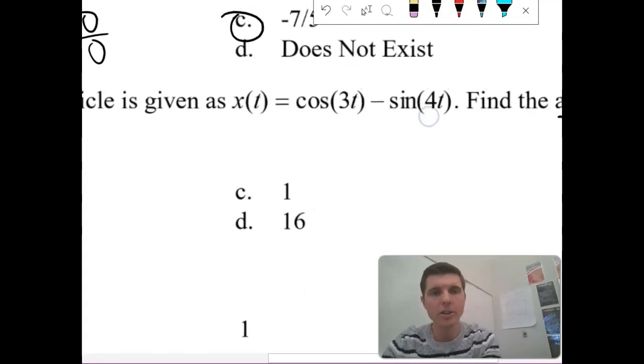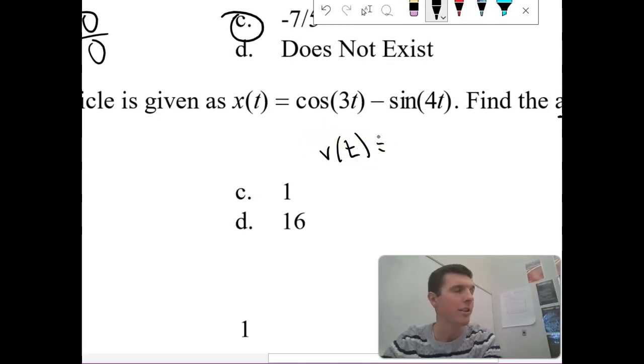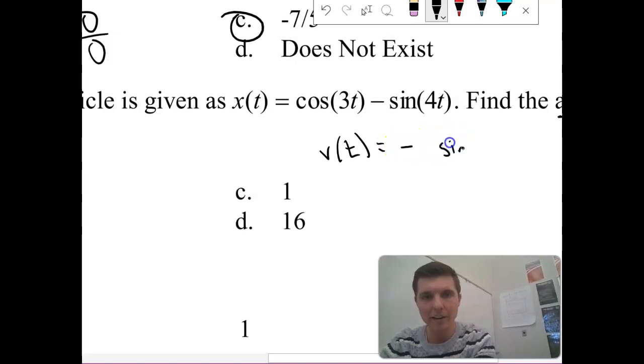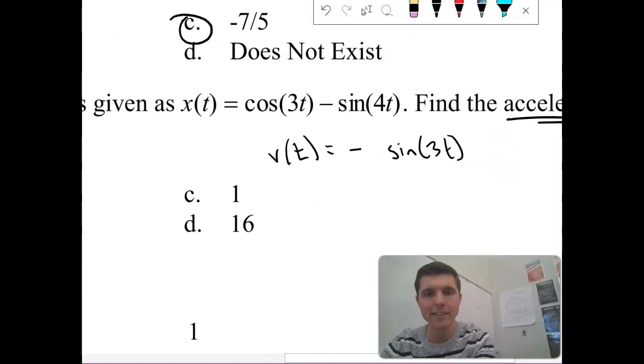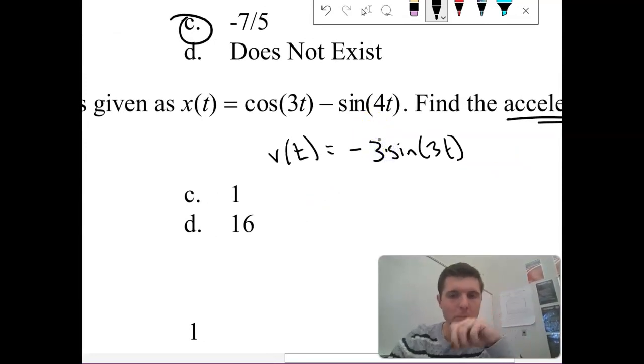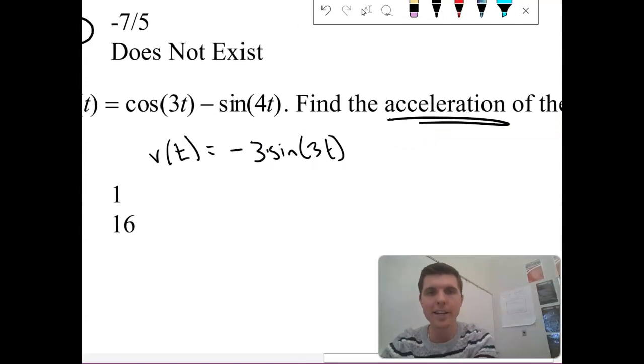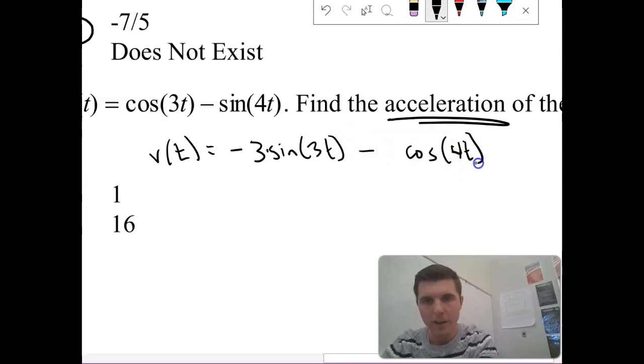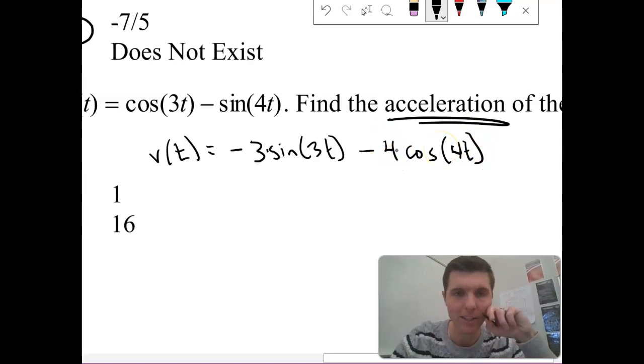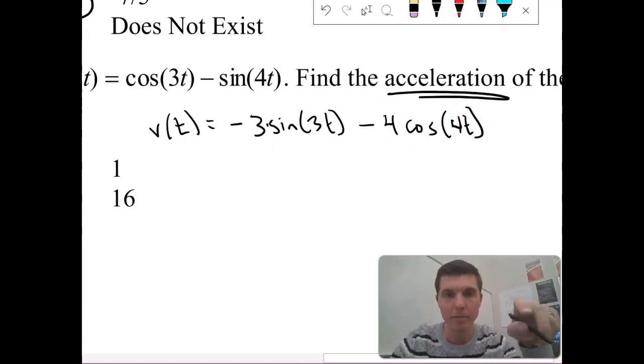So here's our function. I'm going to write out v of t here. That's the first derivative. Derivative of cosine is negative sine, so it's negative sine of 3t. And then chain rule says times derivative of the inside, so times 3. I'm going to move that out to the front. Same thing with the next one. Derivative of sine is cosine, so it's minus cosine of 4t. It would be times 4, but I'm going to move my 4 to the front because I like having those coefficients in the front. So there's our first derivative.